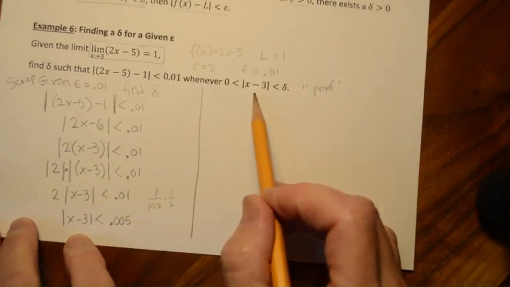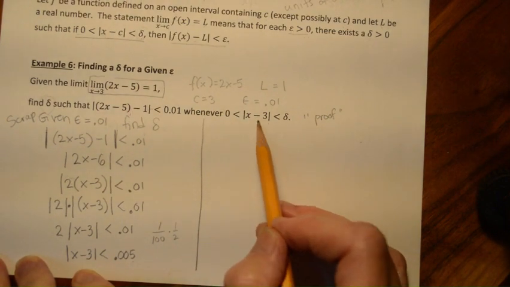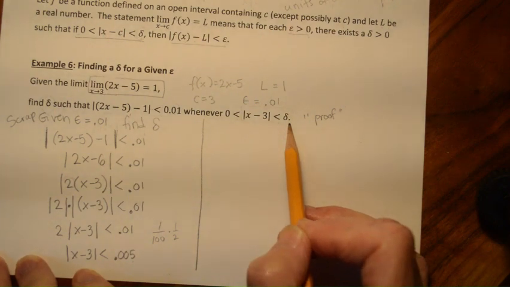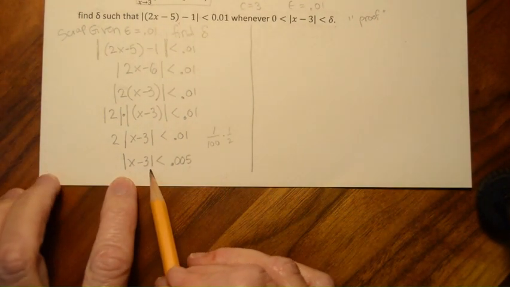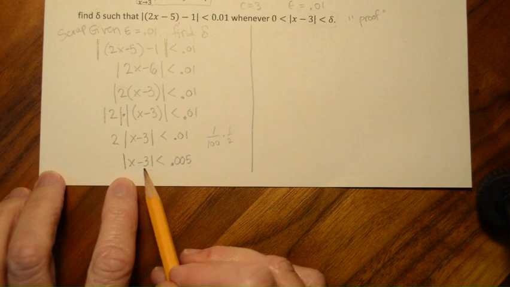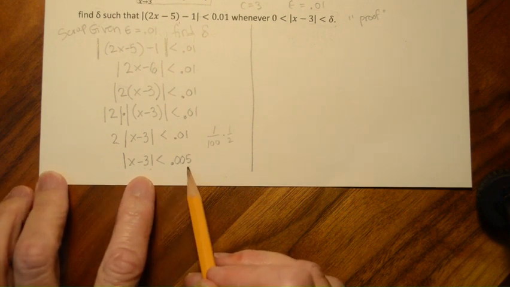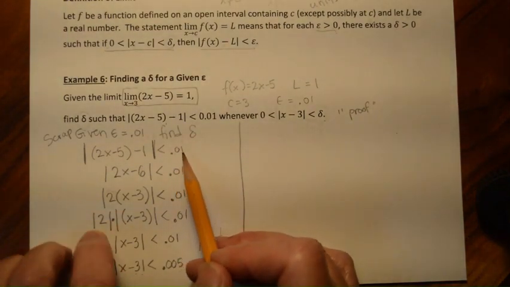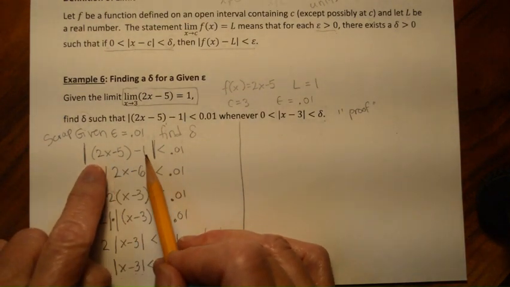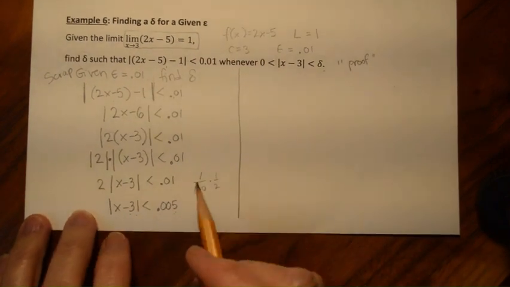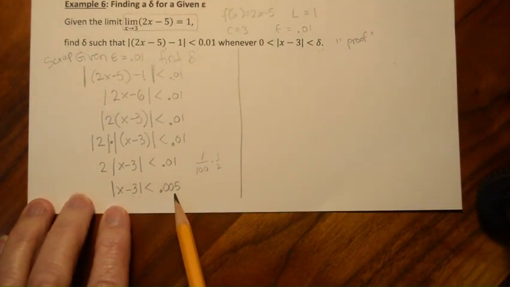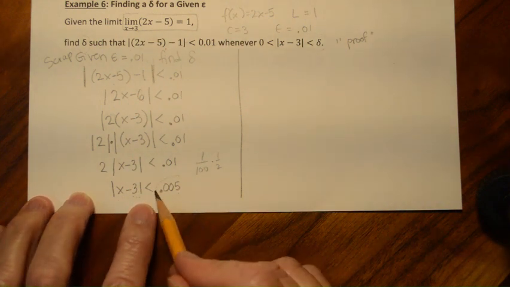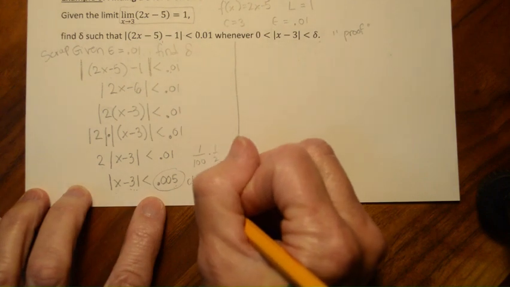Now you might think, great, what the heck did that do for us? Well, look at what we're trying to do. We're trying to show that we're within a delta bubble of 3 right here. And that's exactly what we got down here just by working backwards, that x minus 3 is less than 0.005. So whenever the distance between the function and the limit is less than 0.01, we are less than 0.005 units away from 3. So this is what we're going to choose as delta.